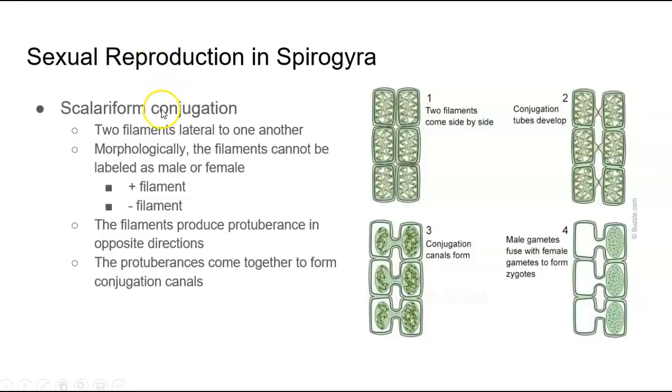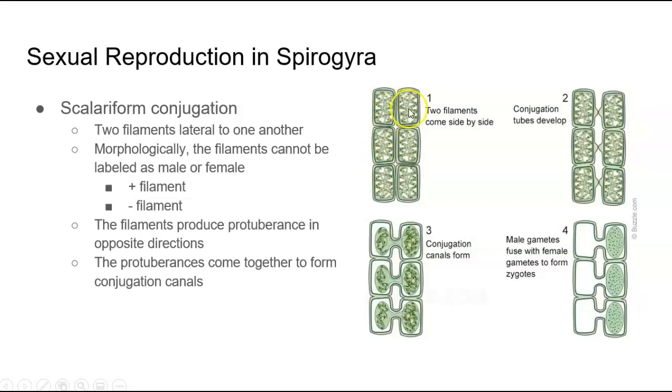With the scalariform conjugation, and you see pictures of this in your lab manual, you're going to find two filaments that are lateral to one another. So here's one filament over here, and here's another filament over here. Because they're morphologically pretty much the same, we cannot label the filaments as male or female. Even though they're physiologically different, the morphology is pretty much the same. So instead of calling the filaments male or female, we use the plus and the minus sign. So we could say that this is plus, the other one is minus.